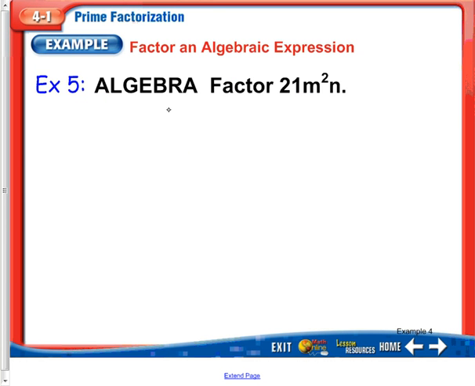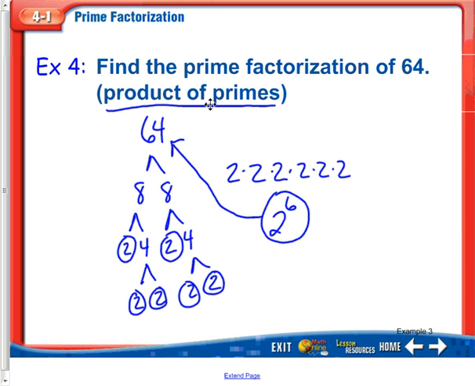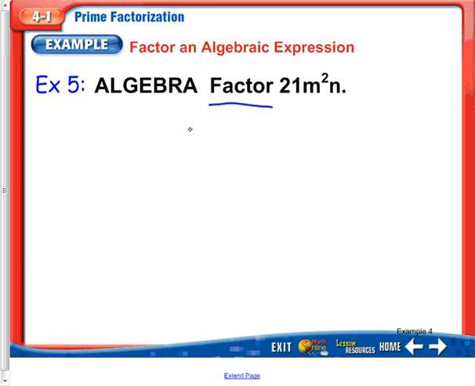Okay, now here's a different word. It says factor. When it says factor, it's a little bit different than prime factorization. Sometimes in your homework, you're going to see the word factor, and when we see factor, we want to leave it written out a little bit better. I'll show you with this example: 21 times m squared times n. Well, I want to split up my number. My number can be 3 times 7, and both of those are prime, so I'm going to circle them right away.